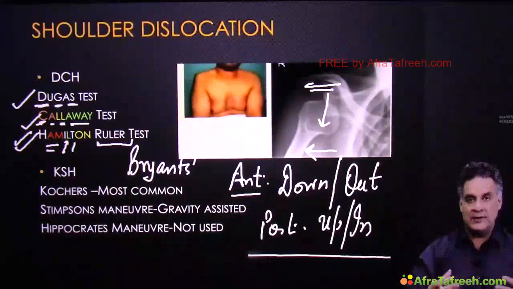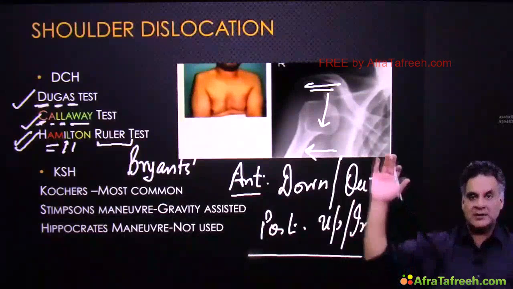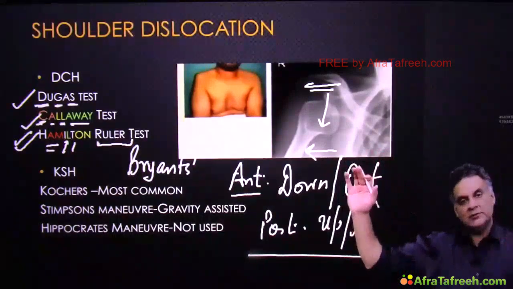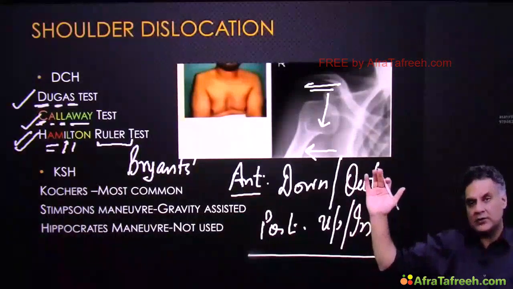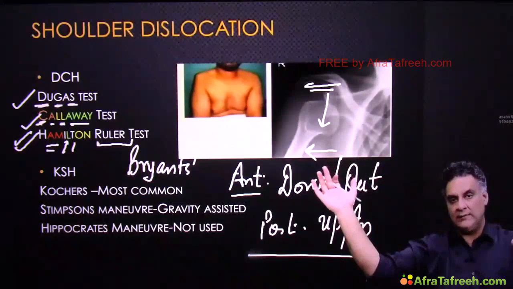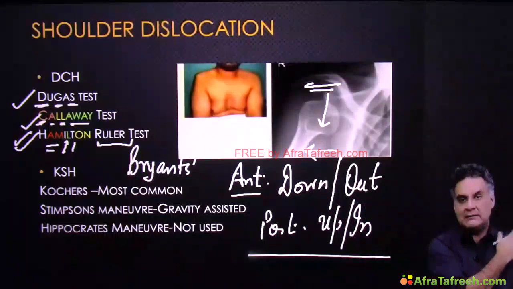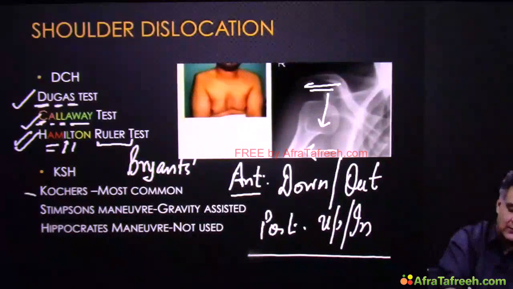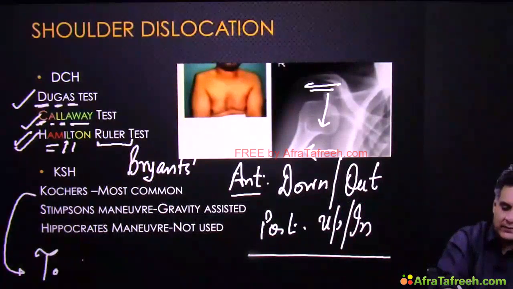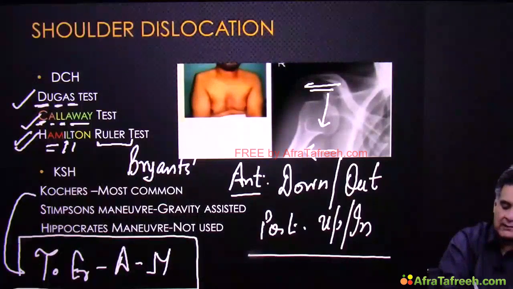When we reduce the shoulder, the most common maneuver to reduce it is Kocher's maneuver. In Kocher's maneuver, you do opposite of abduction external rotation. But sometimes to open a lock, you have to go in the same direction. How do you do it? Traction. External rotation, you are unlocking, but increasing the deformity. Adduction and medial rotation. So in Kocher's maneuver, which is the most common method: traction, external rotation, adduction, and medial rotation. Remembered by the mnemonic TEAM.